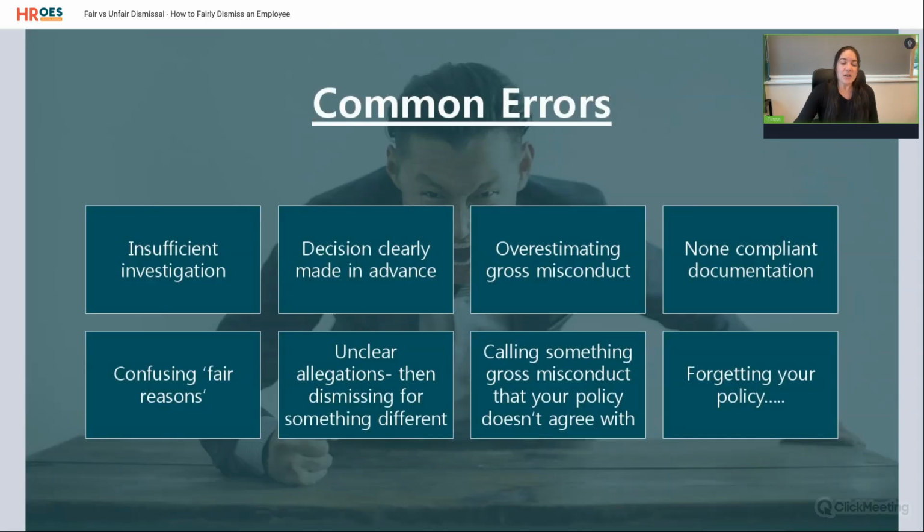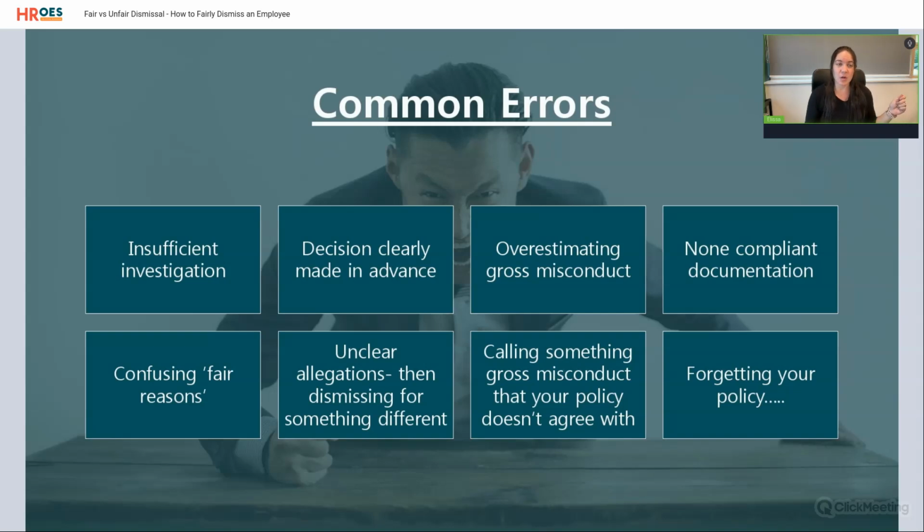So common errors that we come across: insufficient investigation, where a decision has clearly been made in advance; overestimating gross misconduct, so choosing something, saying it's gross misconduct, and actually it's not particularly reasonable to say that it is; non-compliant documentation, so letters that don't have the requisite elements to them; outcome letters that aren't giving the reasons for a decision; not allowing somebody an appeal; confusing the fair reason, so accusing somebody of misconduct when potentially it's a capability issue; unclear allegations, so where we were talking about making sure that we've got that really nice, precise list, or then actually dismissing somebody for something else entirely that wasn't on the list to start with; calling something gross misconduct that in your policy isn't gross misconduct.